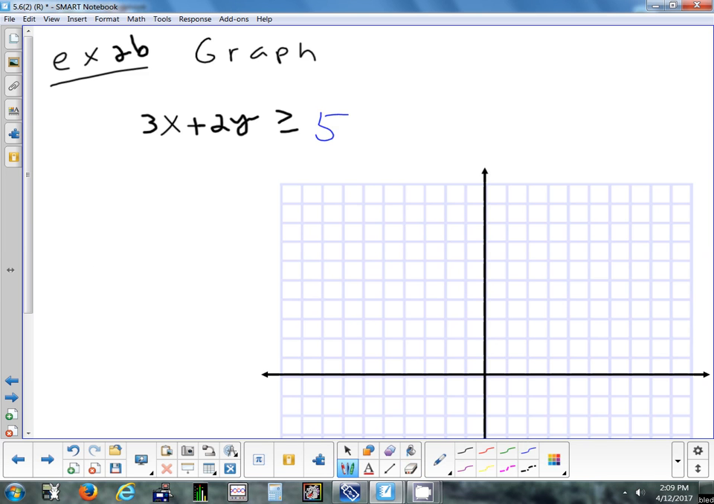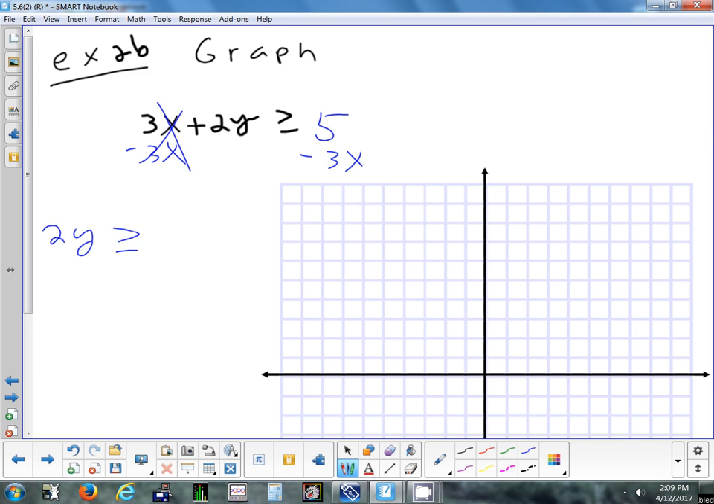What's our first step? Get the y by itself. So there's 2 things you've got to do. Careful, not 3. Subtract 3x. Keep the x with the 3. So 2y. Should I flip the sign here? Nope. I didn't divide by a negative. I subtracted, but we don't flip it when you subtract.